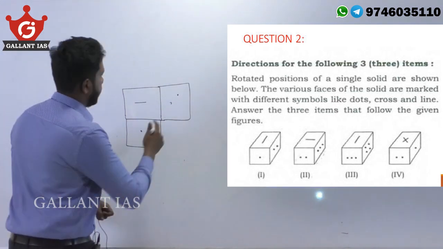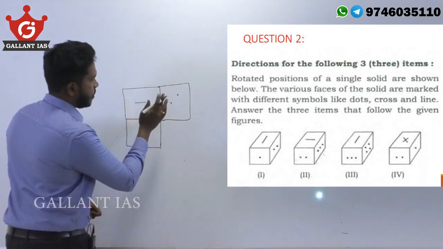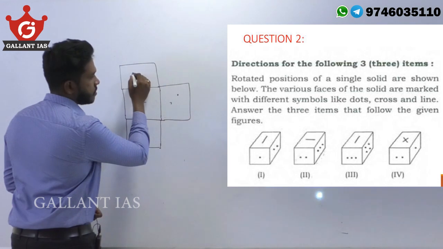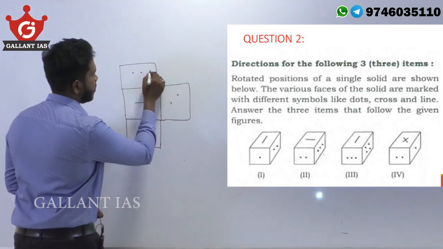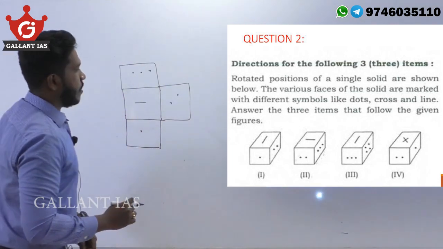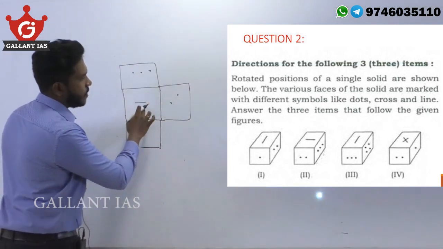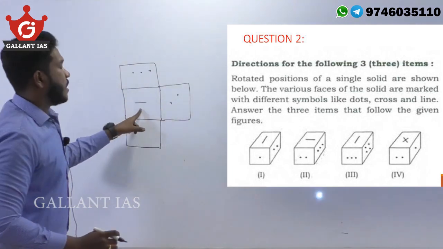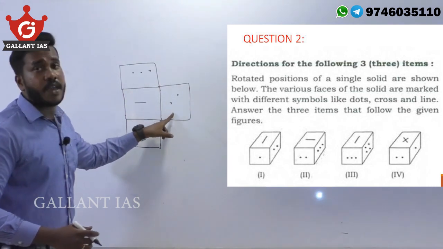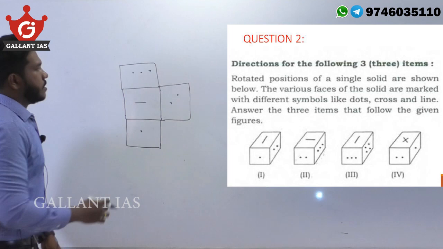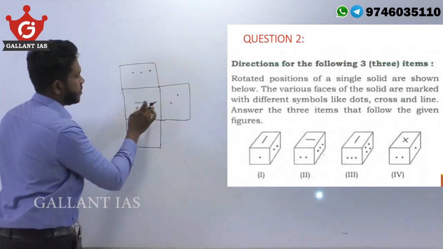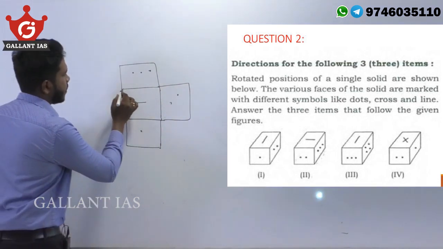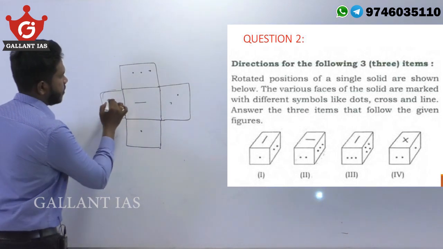If I am drawing the face containing value 3 over here, it will be adjacent to both line as well as the face containing value 2. Got it? That is, the face containing value 3 is adjacent to line as well as the face containing value 2. Suppose I am drawing the face containing value 3 over here, is it right or wrong?